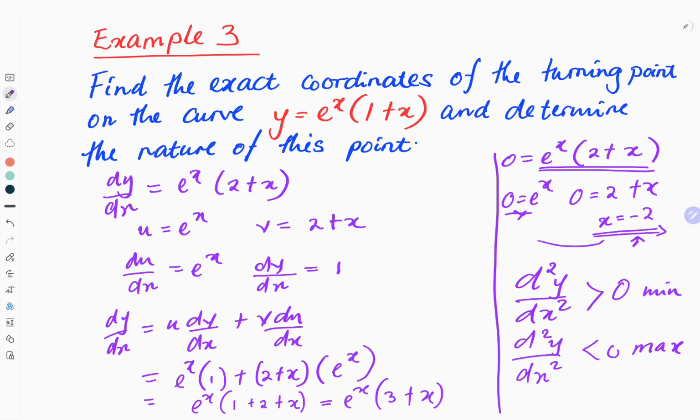Then you substitute that x value into the second derivative. So the second derivative is e^x bracket 3 plus x. Then you substitute your negative 2 to determine if it's greater than 0, so that it's a minimum, or less than 0, so that it's a maximum. So if you substitute negative 2, e to the power negative 2 there is actually a positive number. Bracket 3 minus 2 is also a positive number. So the result here will be positive, which means we have got a minimum point.